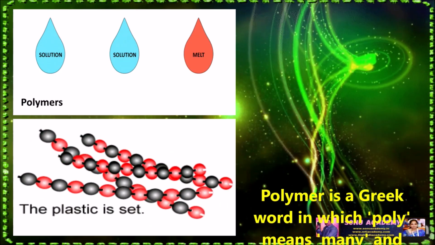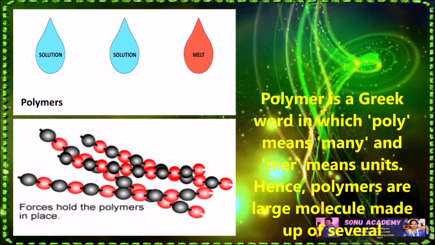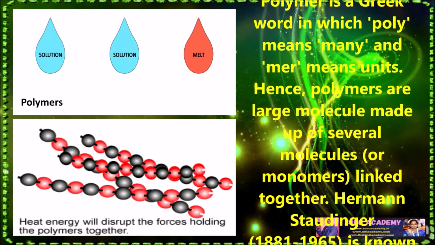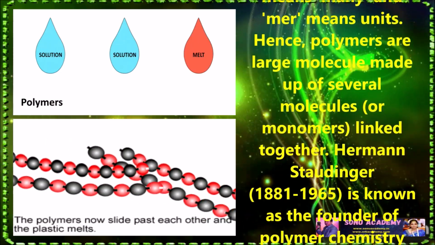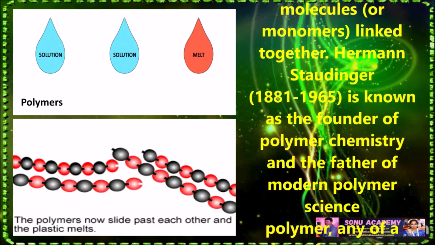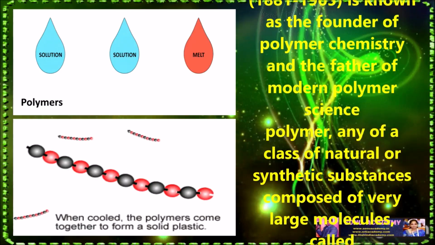Children, let us discuss polymers. Polymer is a Greek word in which poly means many and mer means units. Hence, polymers are large molecules made up of several molecules linked together. Hermann Staudinger, 1881 to 1965, is known as the founder of polymer chemistry and the founder of modern polymer science.